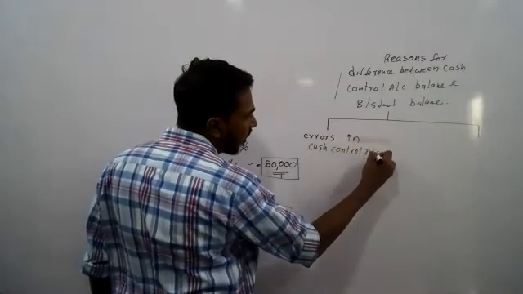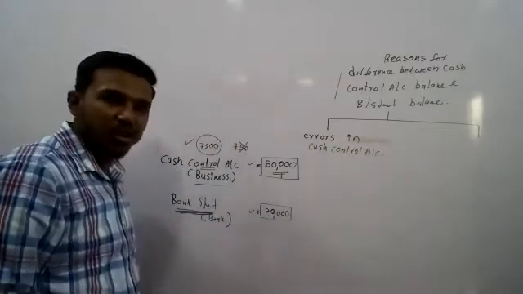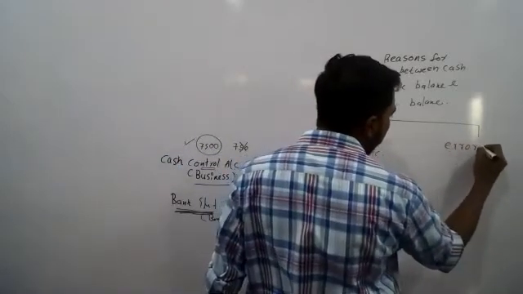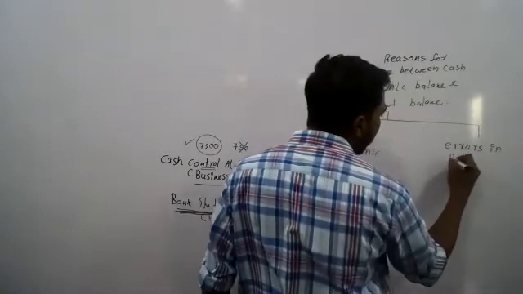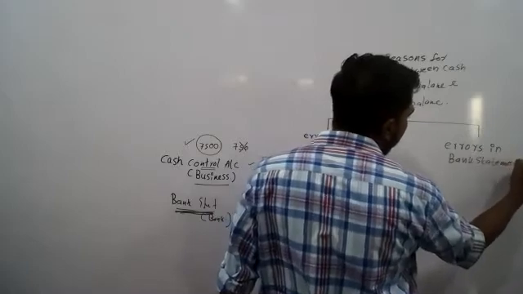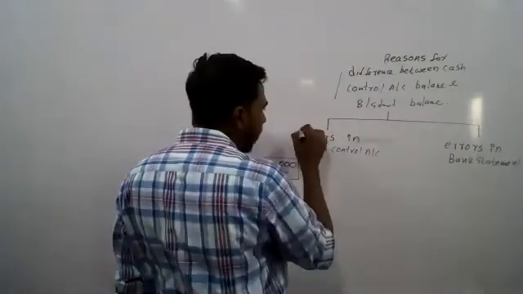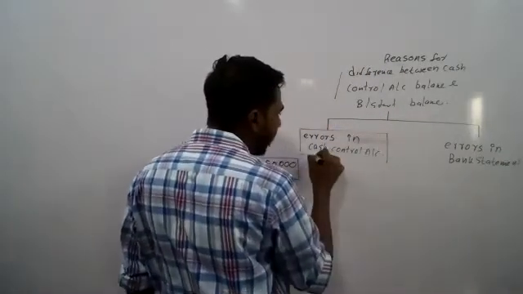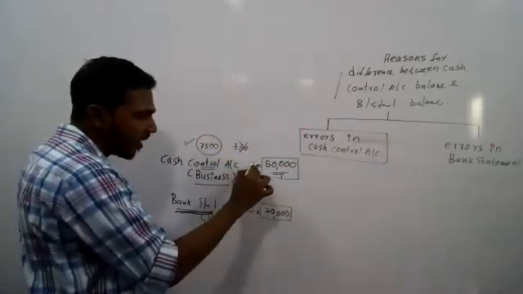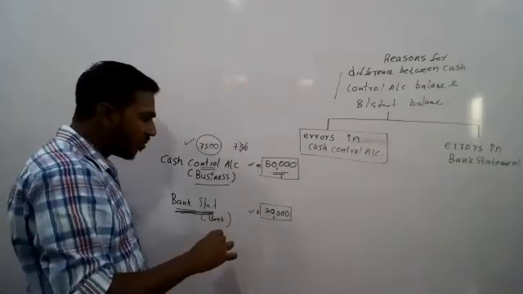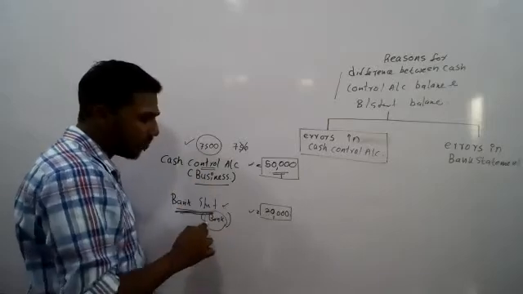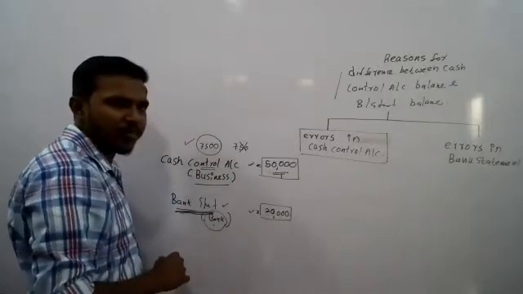Errors in cash control. This comes because of errors in cash control account. Then the other one is errors in what? Bank statement. Errors in bank statement. One is errors in cash control account. That difference comes because cash control account could have any errors. The difference also comes because the bank statement could have errors. That means the bank has done errors. You can't guarantee the bank people. They would have also made mistakes.